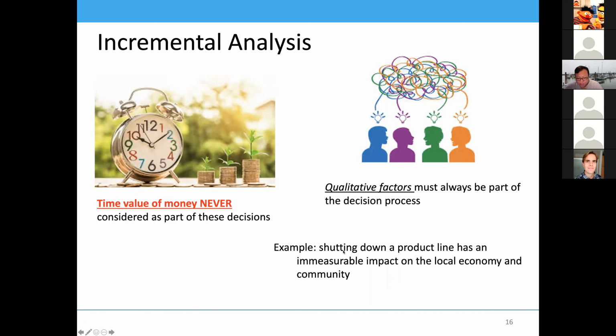So a business example would be that shutting down a product line has an immeasurable impact on the local economy and the community, right? So my business line doesn't make more money, okay? I'm losing money on this assembly line. So financially, it makes more sense for me to shut it down, right? But then guess what? When I shut down this production line, I have to fire all these good employees that have been with me for many years. They are good neighbors. This is a very good community, right? So maybe because of that, you will not consider doing that, right?